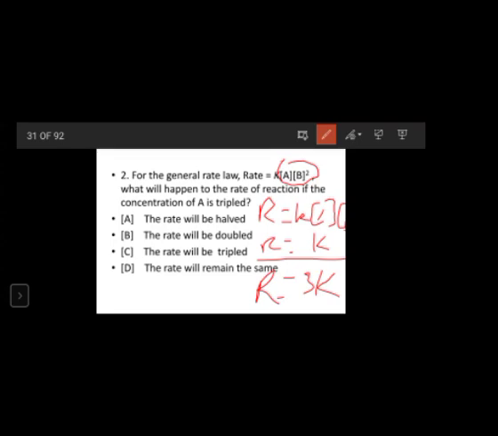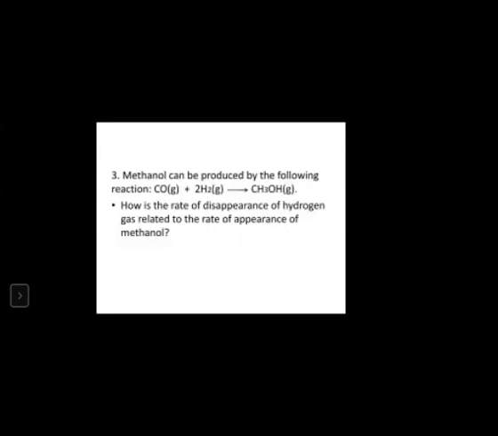So this is how to use the rate law to explain the effect of concentration. The first time, it was just K. The second time, by the time you triple the concentration of A, the rate has increased to 3K. So if I give you the value of K, then you can multiply. If K is 2, you find out that it is 6, and the first one is 2. Automatically, what will be the answer? The rate will be tripled. That is how you got C as your answer.